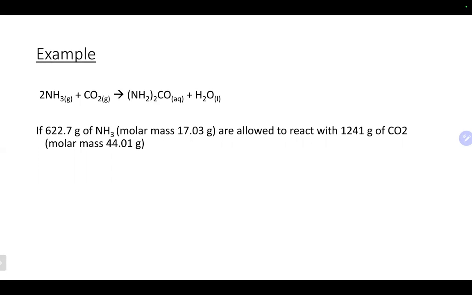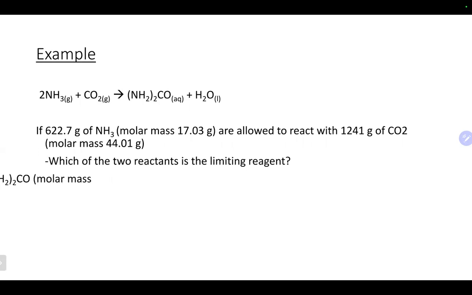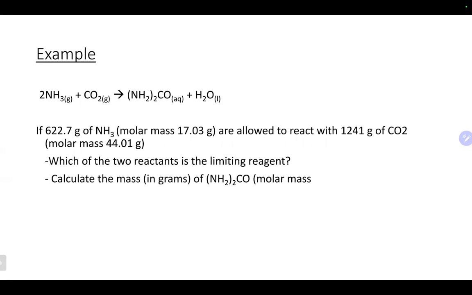All right, so why don't you give this a go, see what you come up with. How much product are we going to form here, starting with 622.7 grams of NH3 that react with 1241 grams of CO2. And there's the molar mass of everybody. So these are the molar masses from the periodic table, so you don't have to calculate them. So that should help.